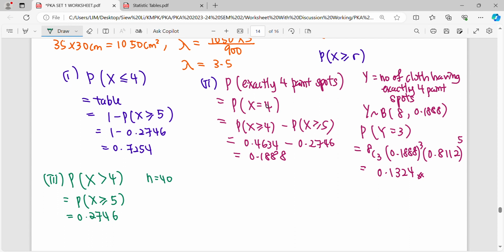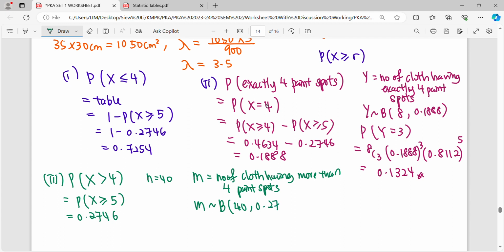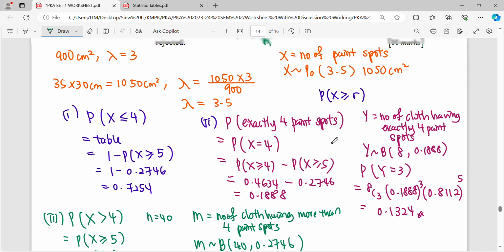Since Y and X are already used, I use another symbol to denote it. Let's say M is equal to the number of clothes having more than 4 paint spots. So M is distributed binomial 40, 0.2746. Then what's the question?